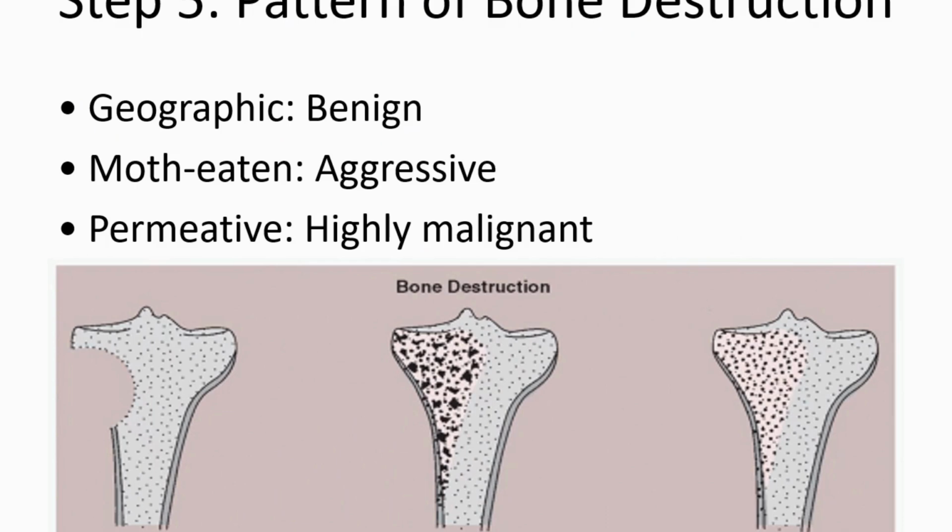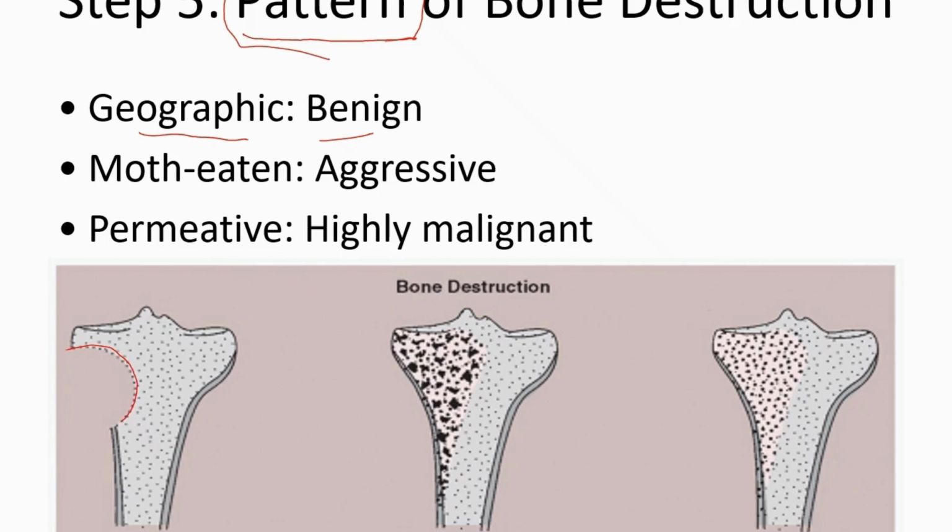In step 5, we can see the pattern of bone destruction. What is bone destruction? Tumors cause different types of bone destruction. Geographical bone destruction is benign, and we can see that this kind of bone destruction is benign.